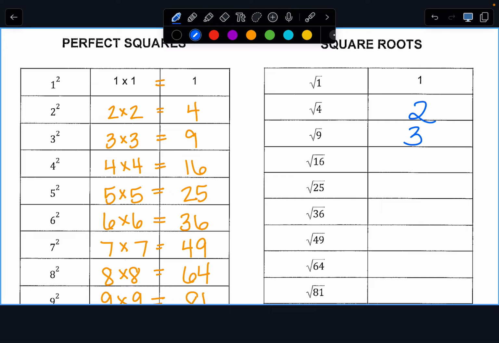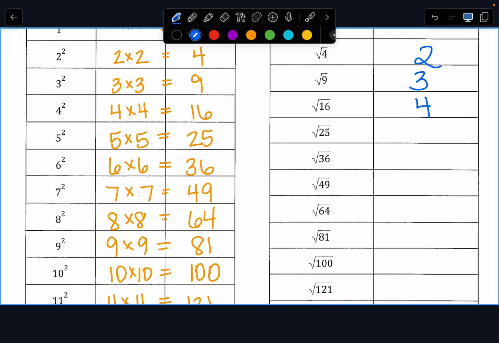Okay. What number squared equals 16? 4. So since 4 squared is 16, the square root of 16 is 4. Since 5 squared is 25, the square root of 25 is 5. Since 6 squared is 36, the square root of 36 is 6.